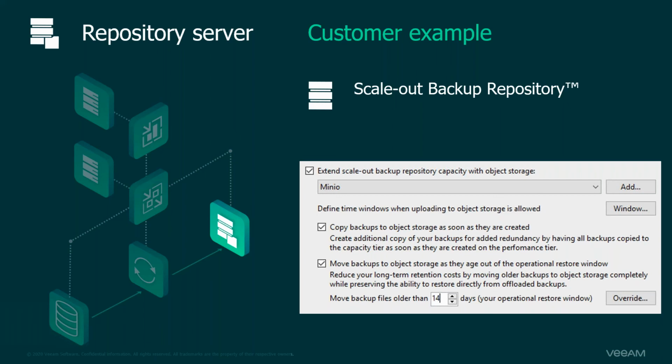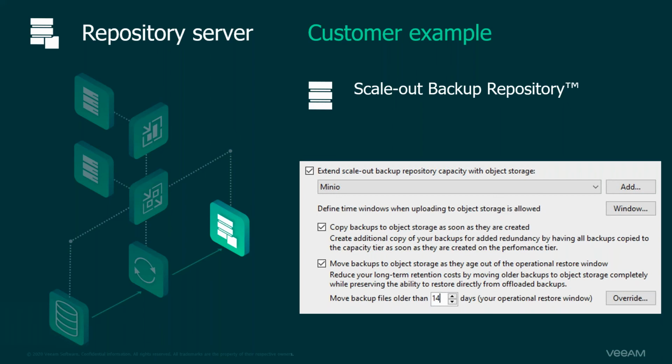In version 10, we added the copy function, which means that as soon as a backup lands on disk, we're also going to copy it to object storage. If we use both of these, now we don't need a backup copy job anymore, because with GFS enabled in our primary job, we can get everything we need done in a primary job if needed.